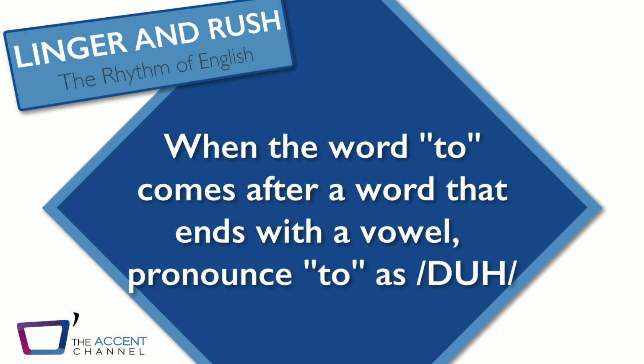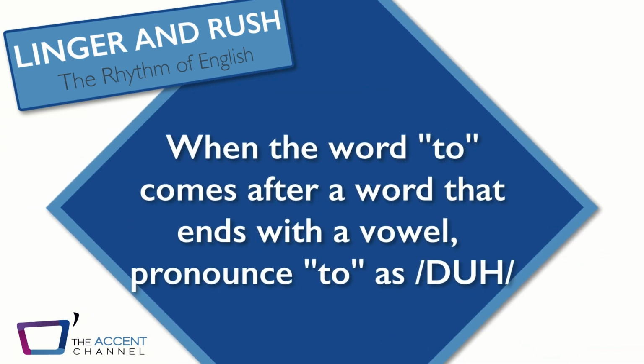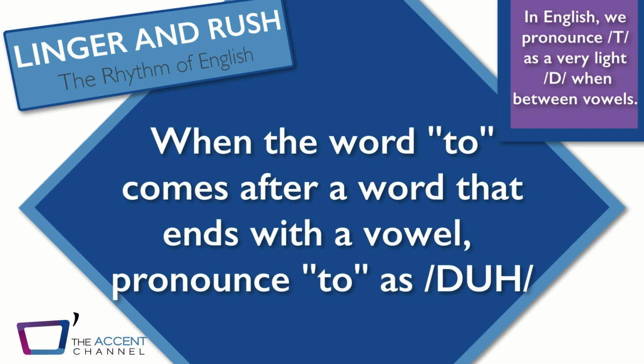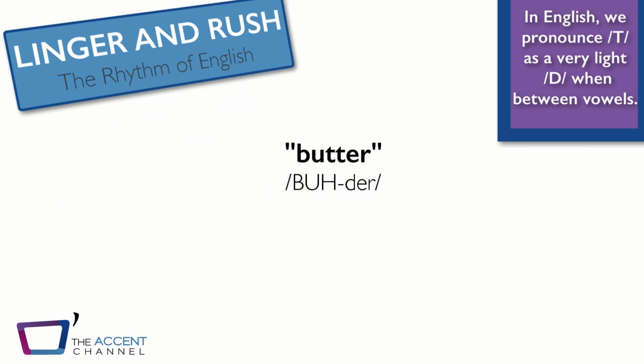Reducing the word to to ta comes with one exception. When the word to comes after a word that ends with a vowel, pronounce to as duh. This happens because in English, we pronounce T's as very light D's when they are between two vowels. So I don't say butter, I say butter. I don't say it is, I say it is.